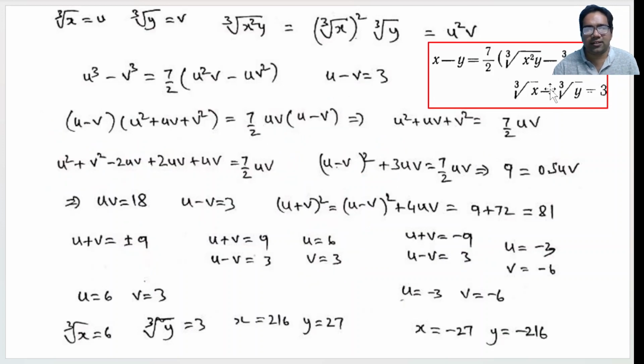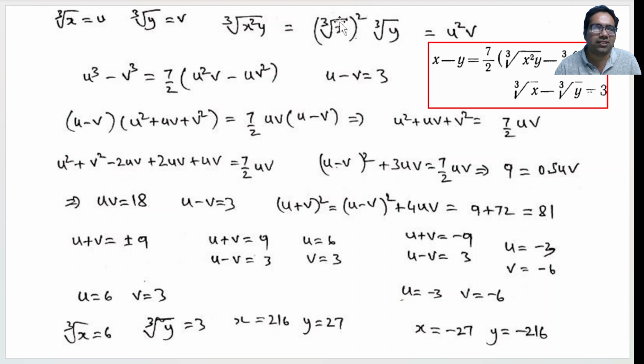Now, this is u cube minus v cube. Now, let us take this part, cube root of x square y. What does that mean? Cube root of x square y is cube root of x square into cube root of y. Cube root of x square means cube root of x whole square. Whether you do the square inside or outside, it is still the same, x power 2 by 3 only. So cube root of x whole square into cube root of y.